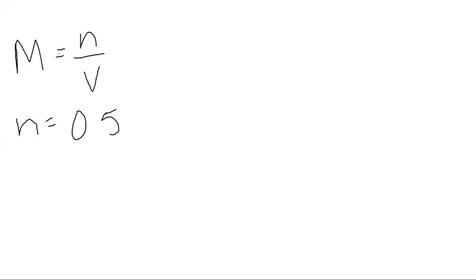I'm just going to read out the problems and write as I go. You have 0.5 moles of sodium chloride dissolved to make 0.2 liters of solution, and it wants you to find the molarity. So here is our formula. Molarity is equal to moles over volume. It gives us moles, so moles was equal to 0.5, and our volume was 0.2 liters. So all you have to do to find molarity is plug it in.